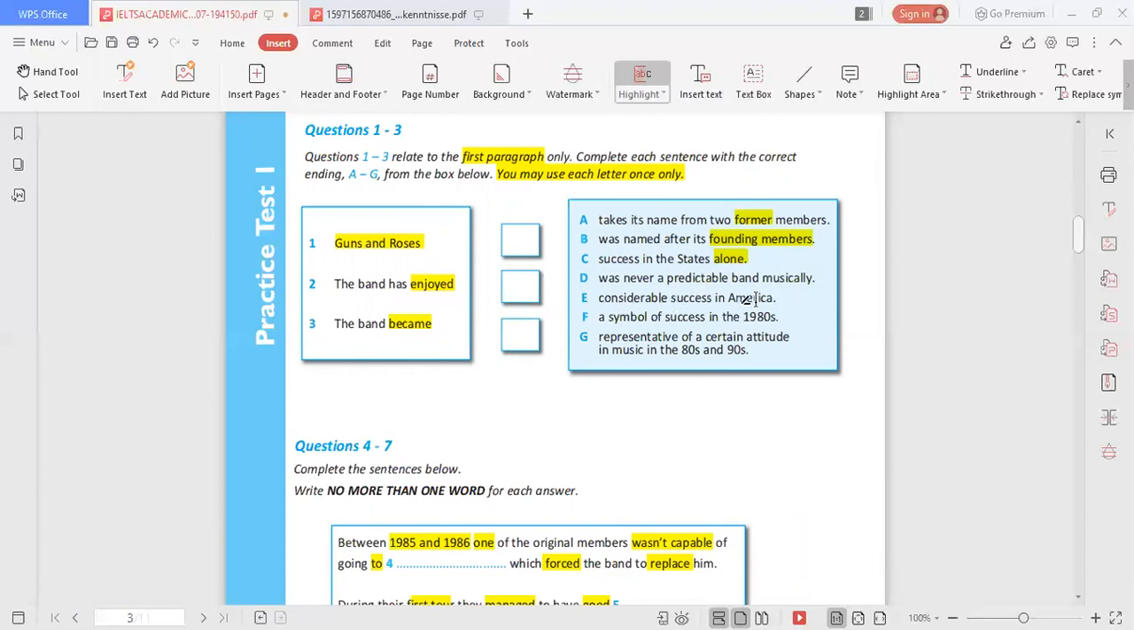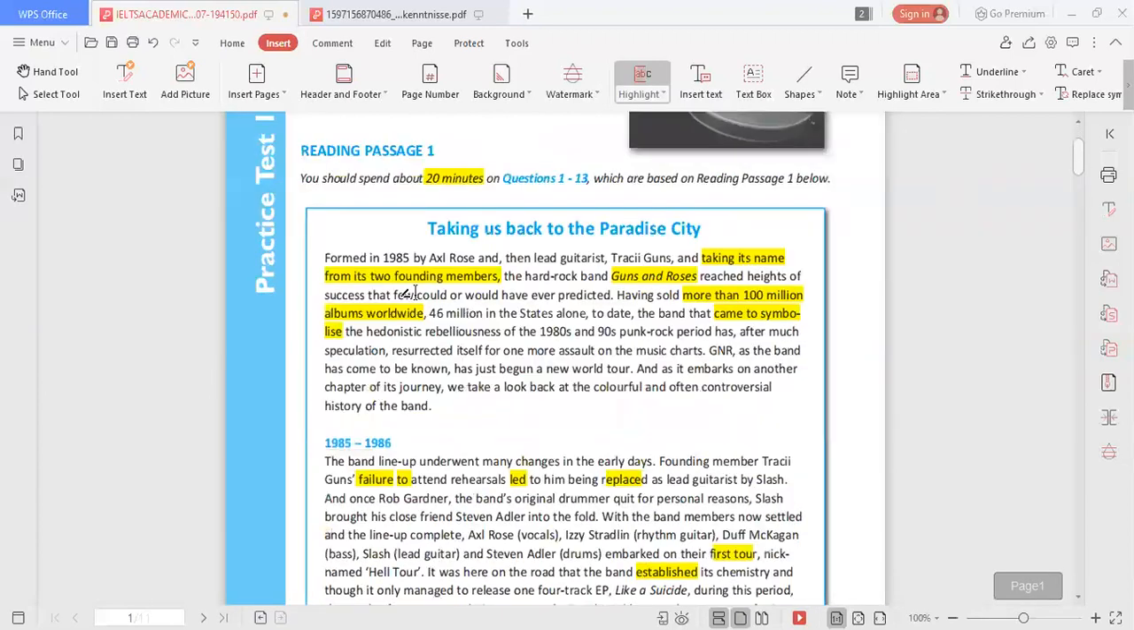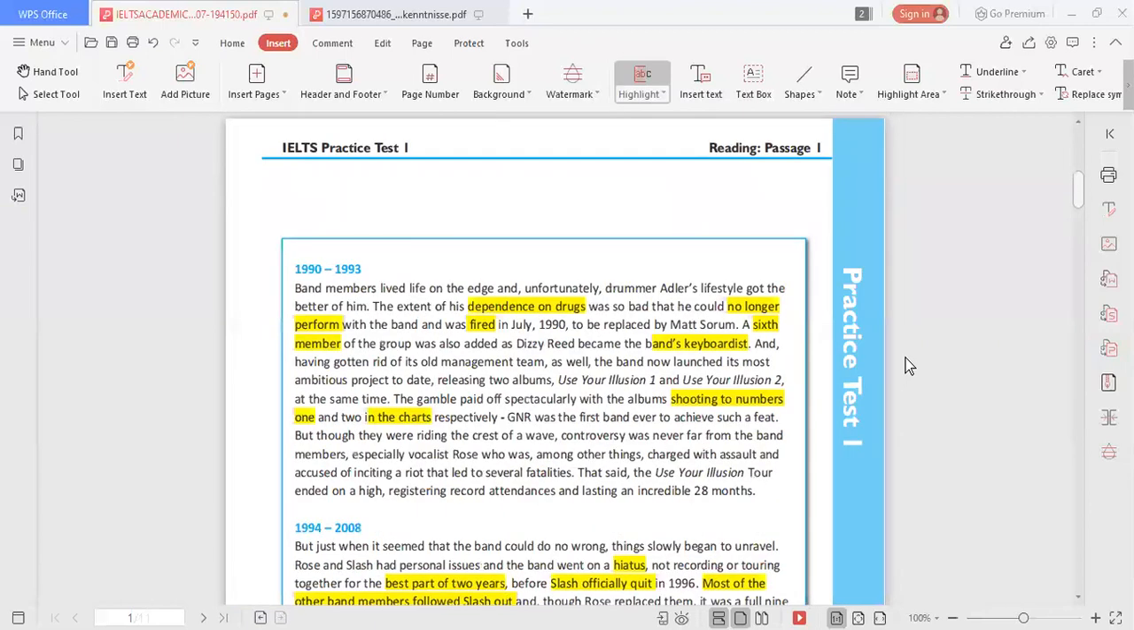Considerable success in America. Okay, so this is the answer that we're looking at. So the success in America was considerable because we read 46 million in the States alone. All right, so that makes letter E our answer to number 2.